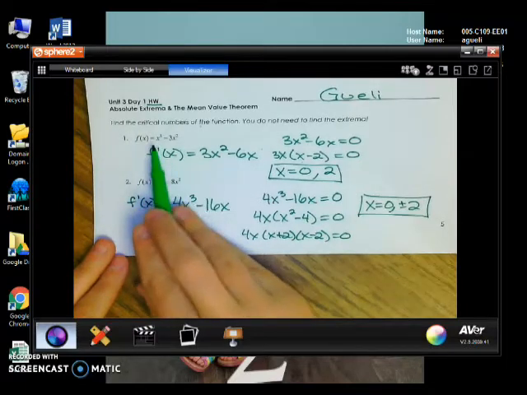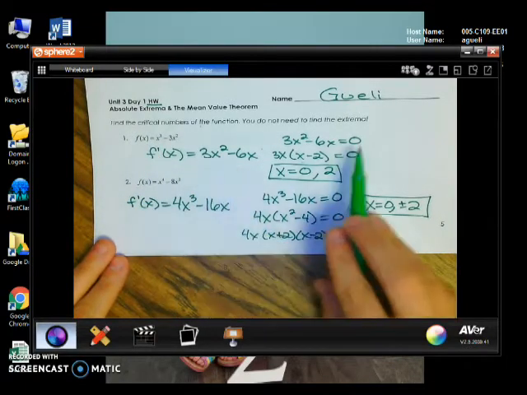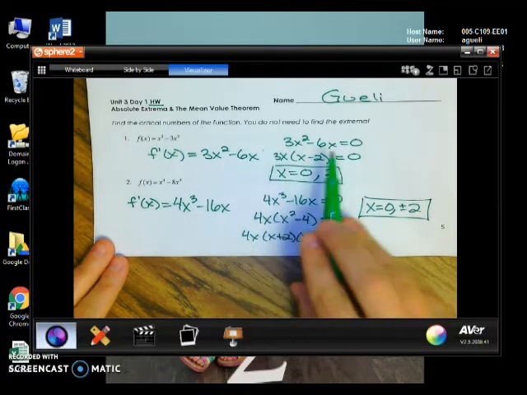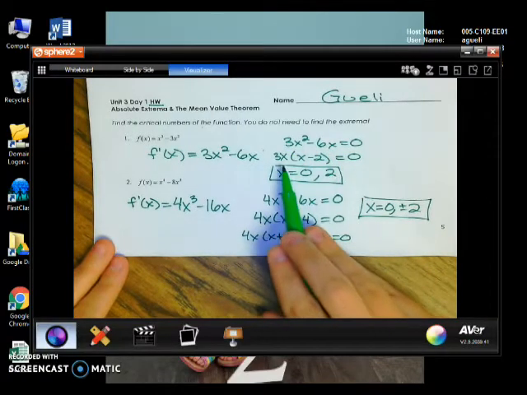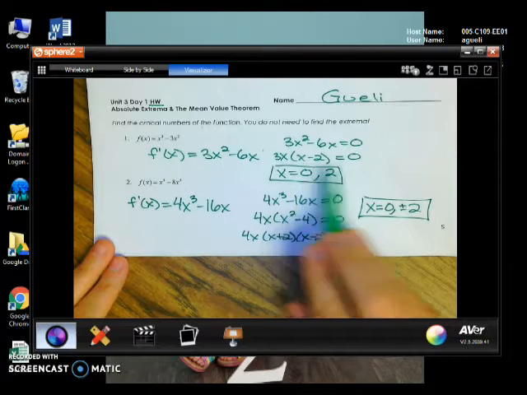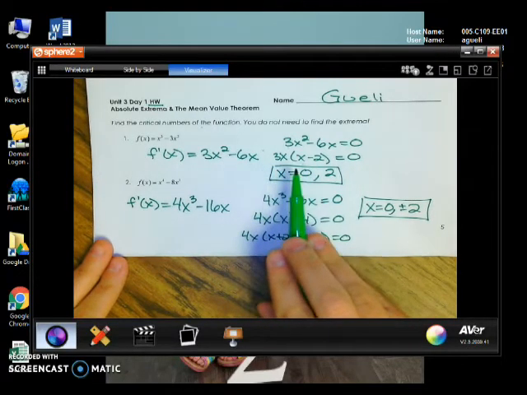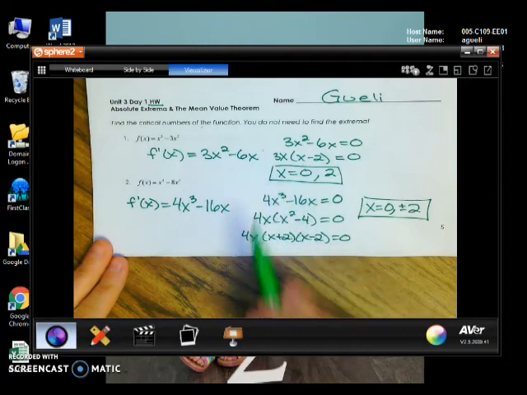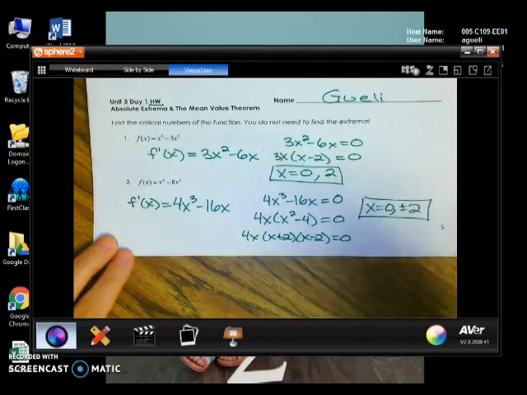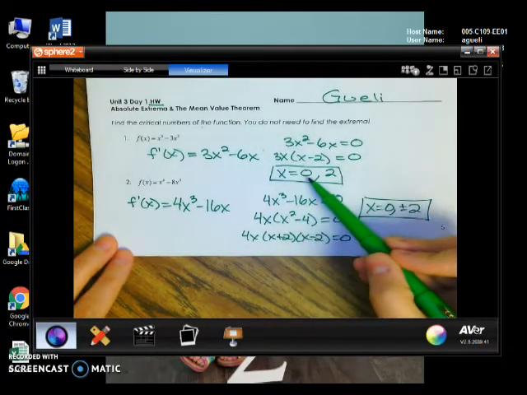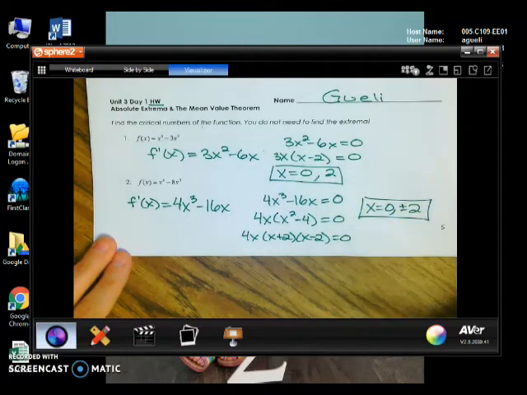So I took the derivative, used the power rule. Then you take that derivative, set it equal to 0. From there I factored out a 3x. And then you set each piece equal to 0. The zero product property says anytime you have two things that are multiplied together that equal 0, if either one of them is 0, then you solve. So that equals 0, set that equal to 0, and I get 2.